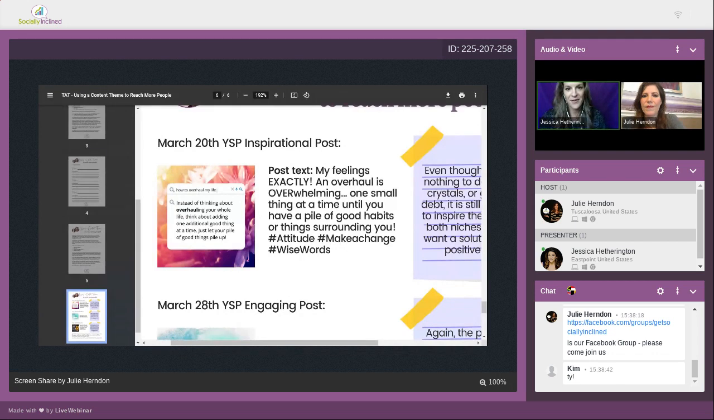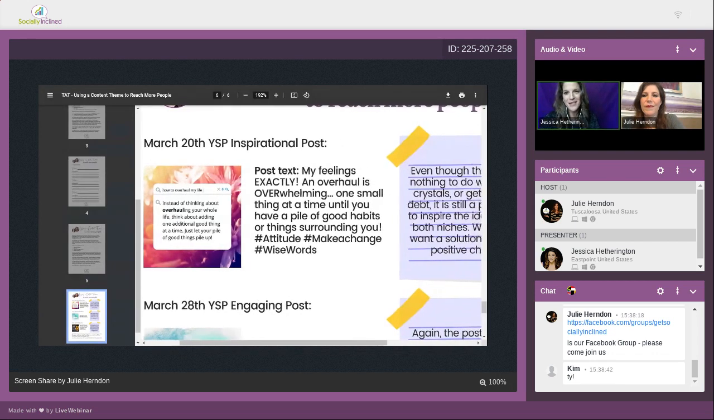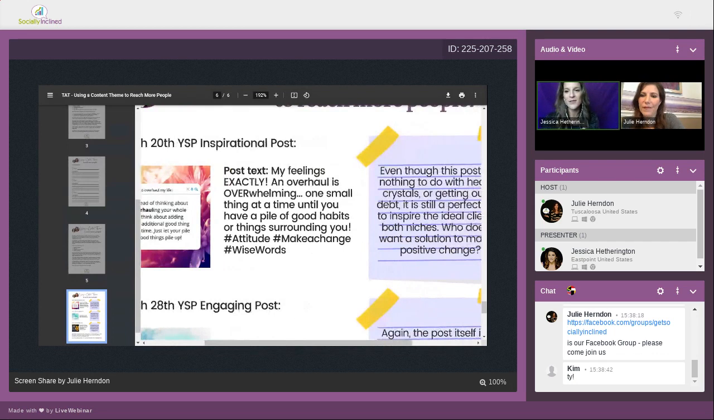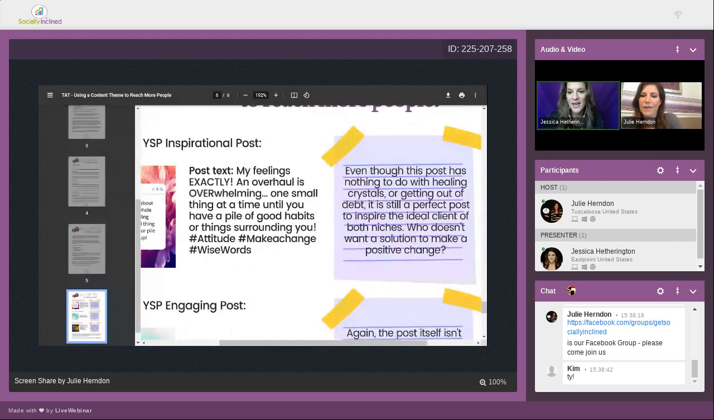Right? So over here on this little sticky note, obviously this post has nothing to do about crystals. It has nothing to do specifically about getting out of debt, but it can still be relevant to the ideal client of both of those niches, because everyone who is ready to make a change would be open to this level of positivity and this gentle reminder of a solution to make a good change. And this is the post text that is written to go along with it.